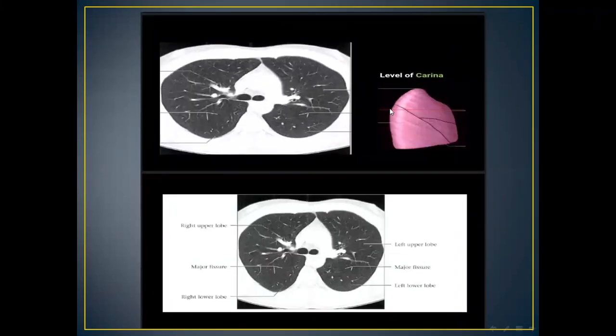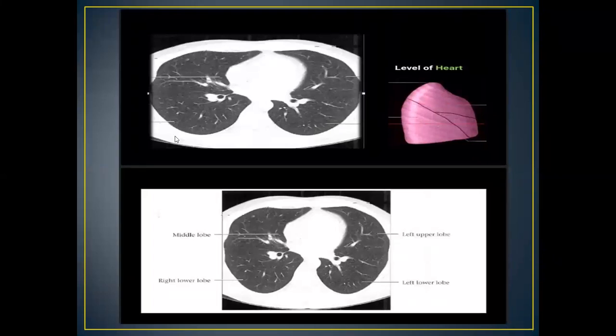Second level is the level of the carina. This red line is passing through the upper part of the oblique fissure. So what is seen anteriorly is the upper lobe, and what is seen posterior to this fissure is the lower lobe. Here we can see this is the carina, dividing the lungs equally on both sides. Here this is the right upper lobe, left upper lobe, and right lower lobe, left lower lobe.